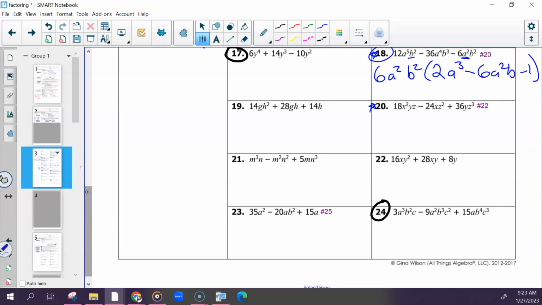Let's do 21. What can we take out of all three of those? One M and one N. So if we do that, what's left?